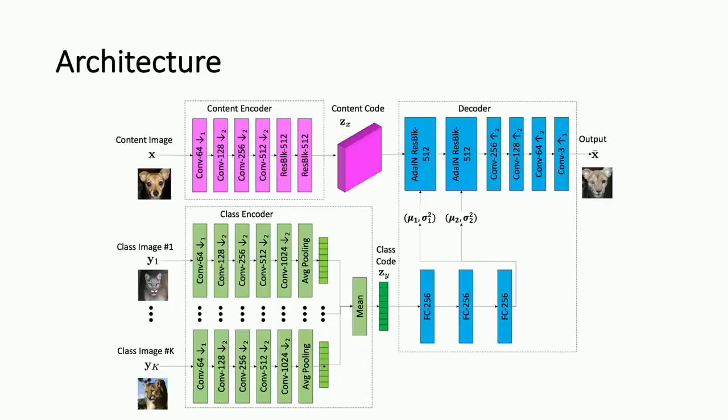The network architecture is similar to MUNIT, but here, instead of using a random style code sampled from a prior distribution, we infer a style code from the few example images in the target domain. We process each image independently and do an average pooling to get a class code, or style code, or domain code of this target domain. We use it to guide the translation, similar to the MUNIT paper, by generating the affine parameters in the residual layers of the decoder.